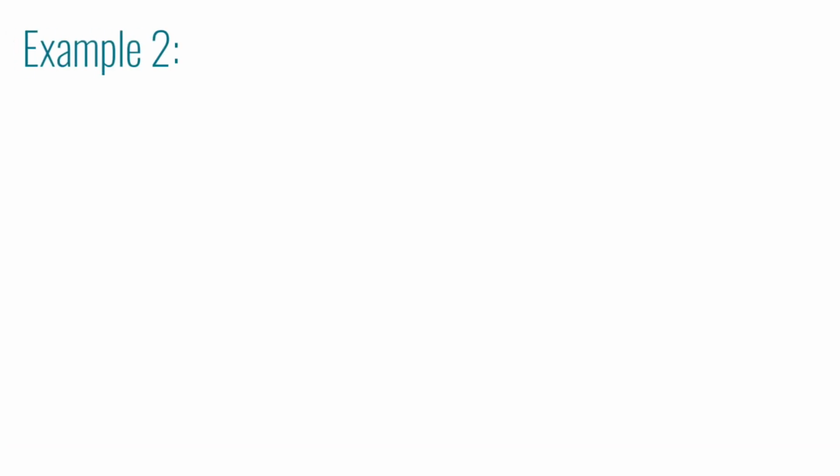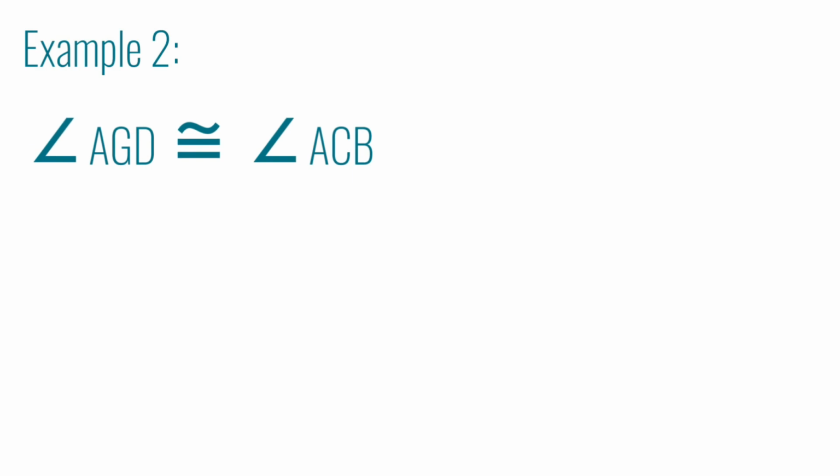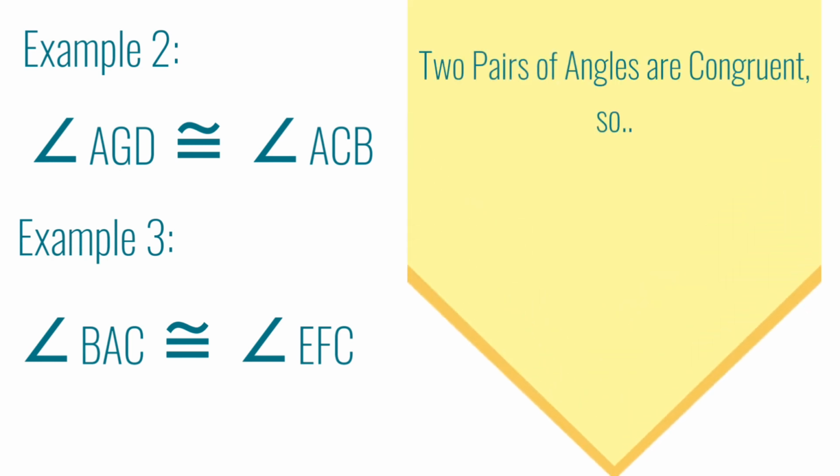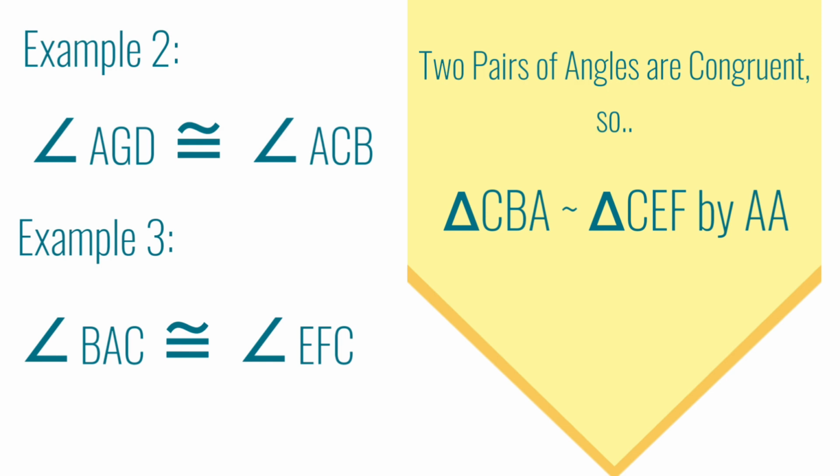Example number 2, you found that angle AGD is congruent to angle ACB. In example number 3, you found that angle BAC is congruent to angle EFC. Two pairs of angles are congruent, so triangle CBA is similar to triangle JHF by AA similarity.